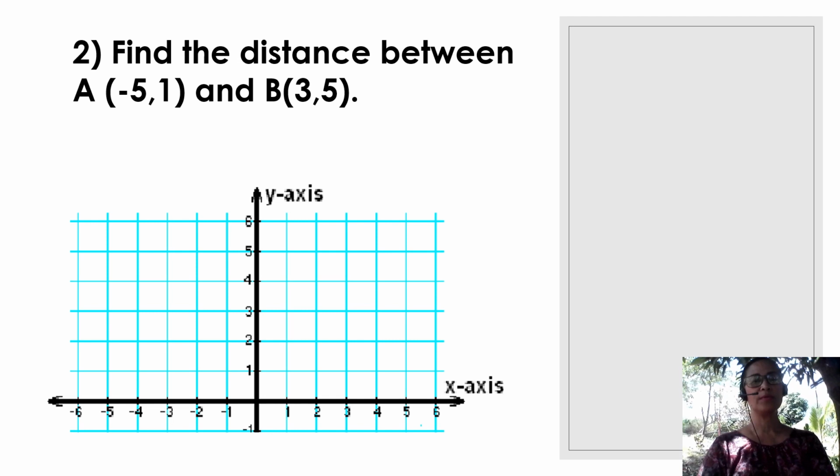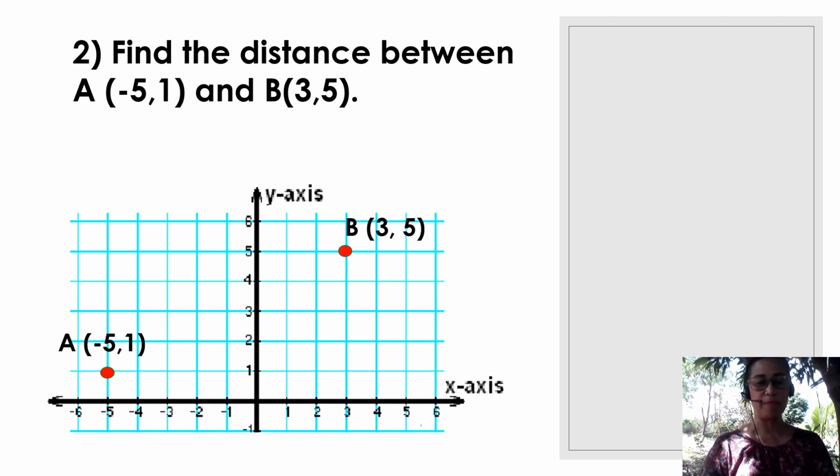Example number 2. Find the distance between point A at -5, 1 and B at 3, 5. Okay, so this is point A at -5, 1 and point B at 3, 5. And we are looking for the distance from A to B. Again, graphing is not necessary in this case. Now, step 1 is to assign values. Okay, in this case, I'm going to choose B as our P1. So, therefore, this is our x1, y1, and A as our P2.